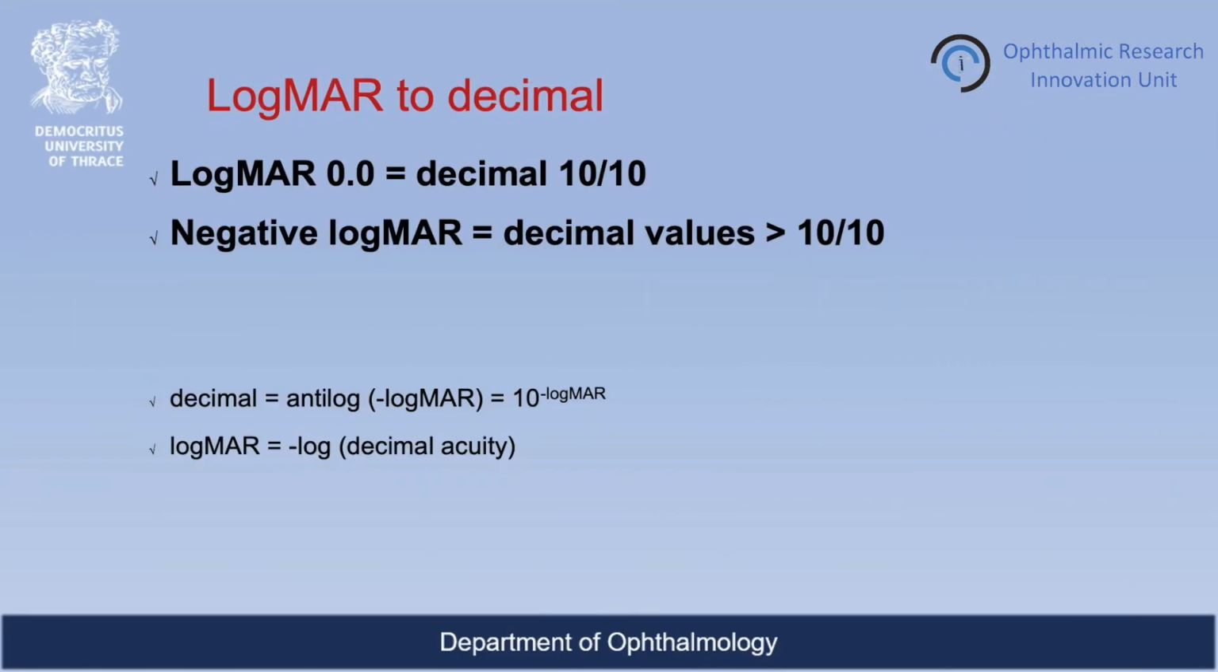By converting the logMAR formula to the decimal one, it is easily understood that the visual acuity of logMAR 0 is equal to decimal acuity of 10 out of 10, whereas negative values of the logMAR formula are equal to decimal values higher than 10 out of 10.